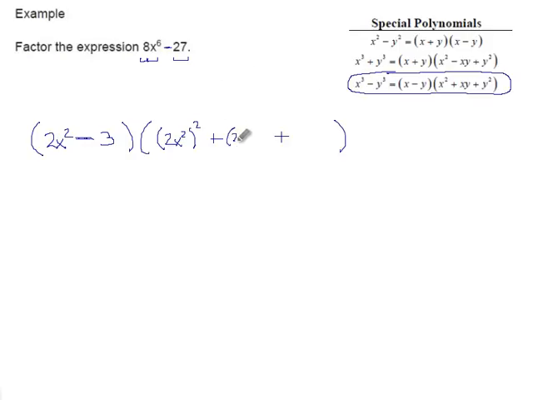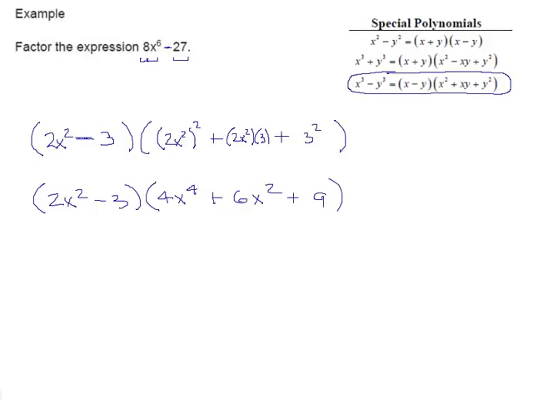Then we get 2x squared times 3, first root times last root. And then we get the last root squared, which in this case is 3 squared. If we pretty that up a bit, we get 2x squared minus 3 times 4x to the fourth plus 6x squared plus 9.